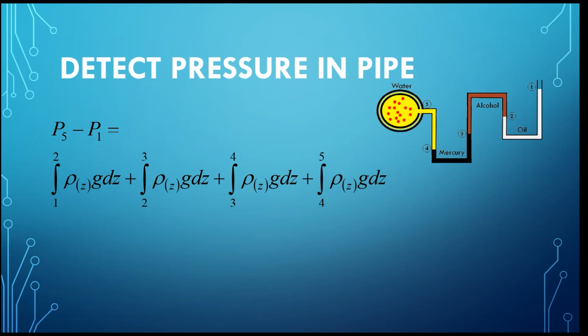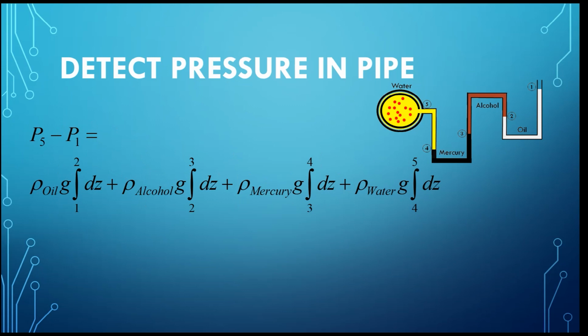Within each section, the density of fluid is a constant. From point 1 to point 2, the density can be written as ρ oil. From point 2 to point 3, the density can be written as ρ alcohol. From point 3 to point 4, the density can be written as ρ mercury. From point 4 to point 5, the density can be written as ρ water.